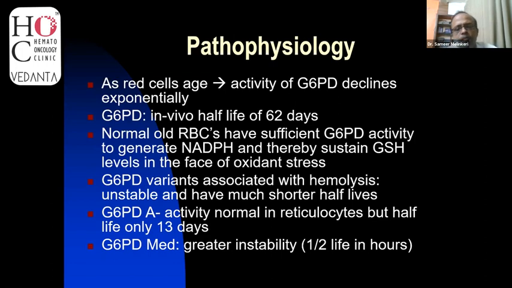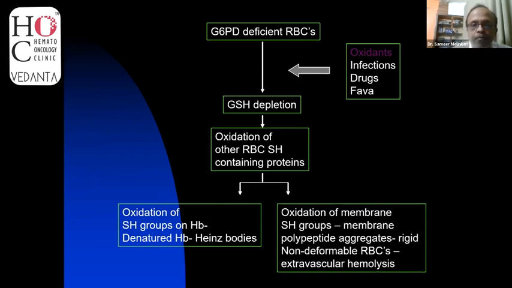But the G6PD variants are associated with hemolysis. They are unstable. They have a much shorter half-life. And therefore when the G6PD level is low, you will not have formation of NADPH, and therefore glutathione will not get reduced, and therefore the reactive oxygen species can come and damage the red blood cell. That's the mechanism. This is what I just discussed.